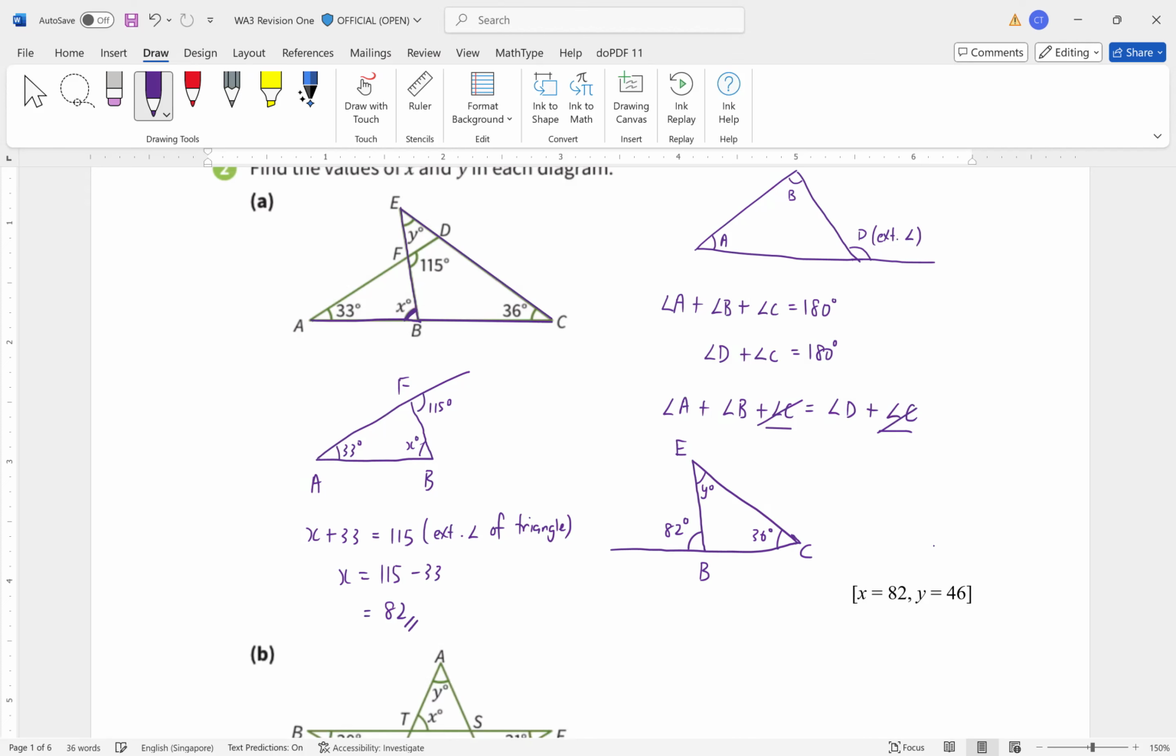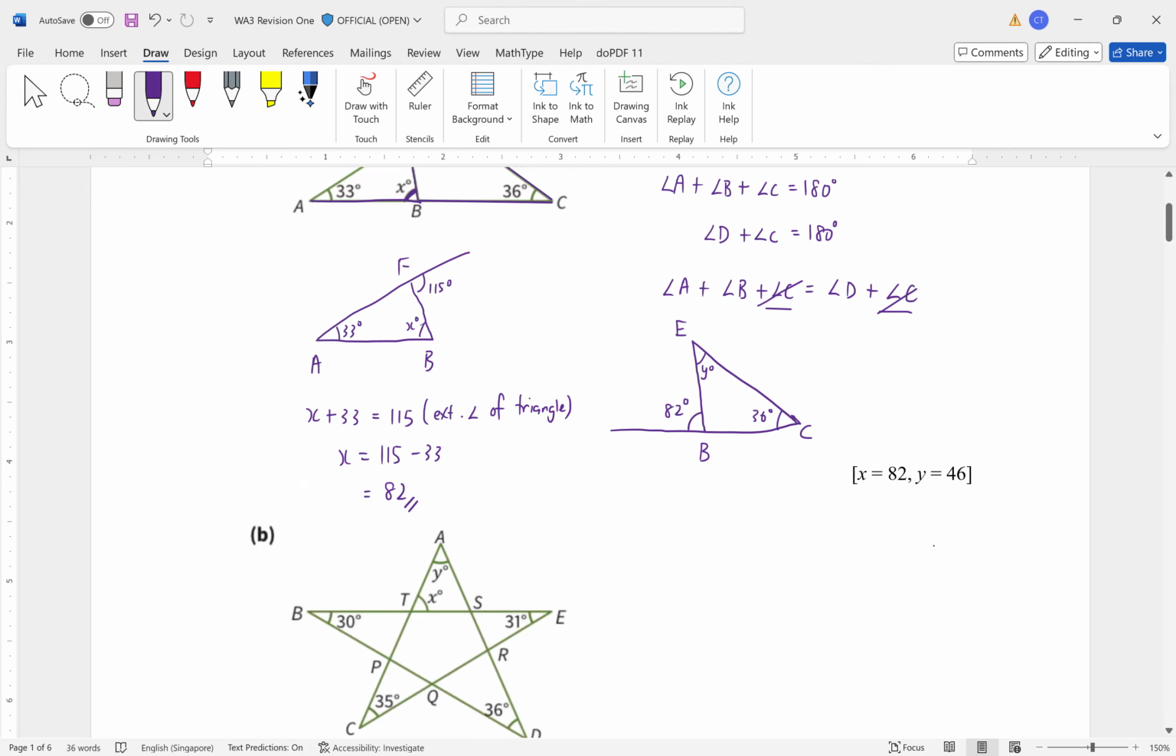So this exterior angle 82 will be equals to Y plus 36. So we can write down the working. So let's write over here. So Y plus 36 equals to 82. So this is also exterior angle of triangle, right? So Y will be 82 minus 36. So that will give you 46, right? Okay, so it'll be very good if you can learn this property lah.